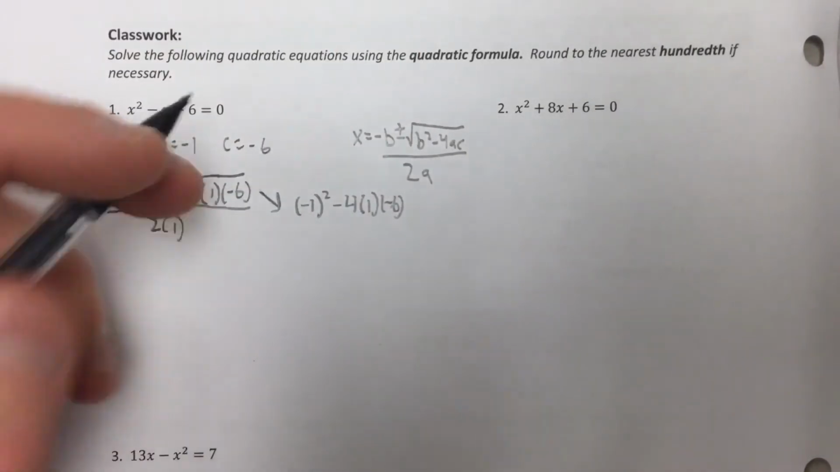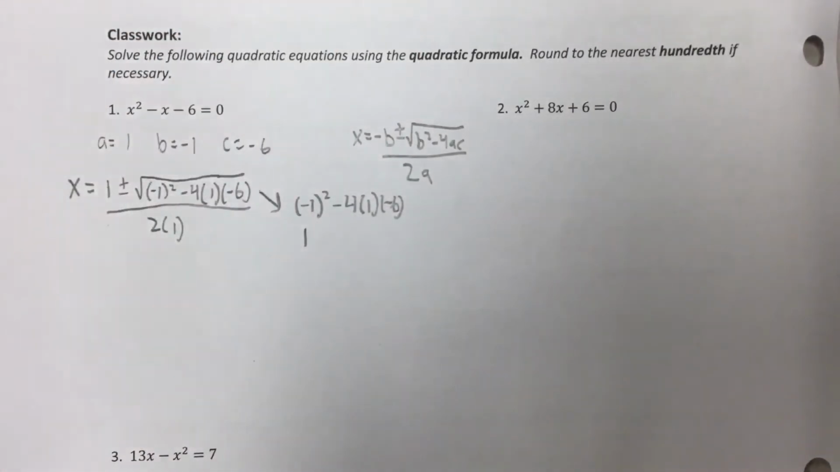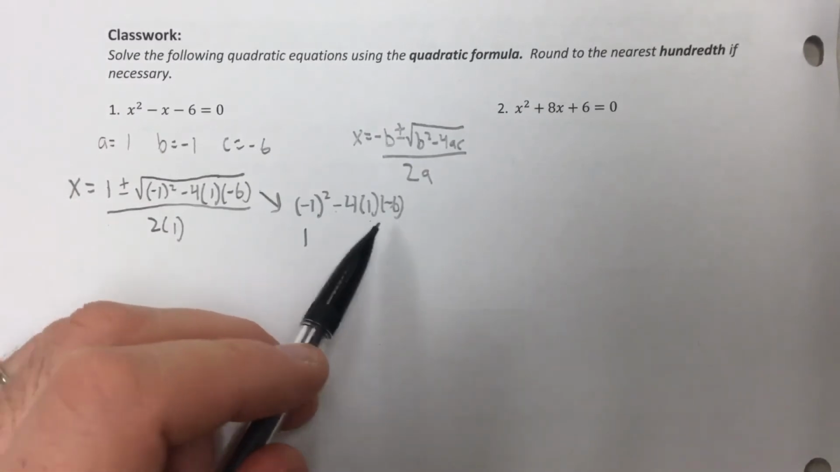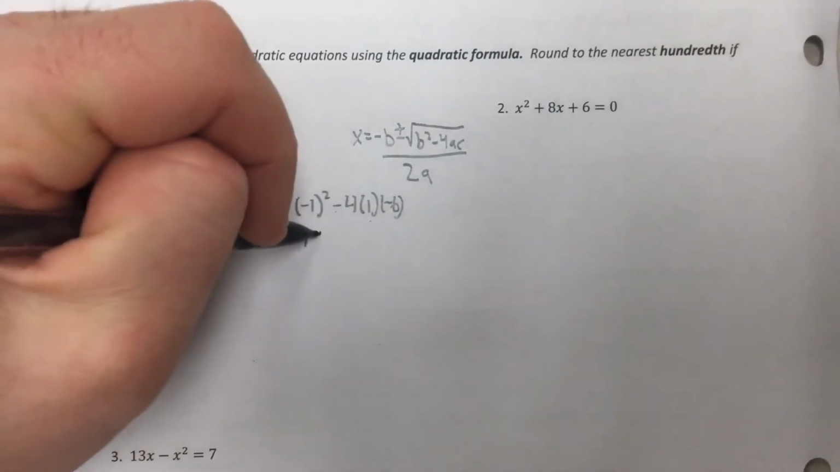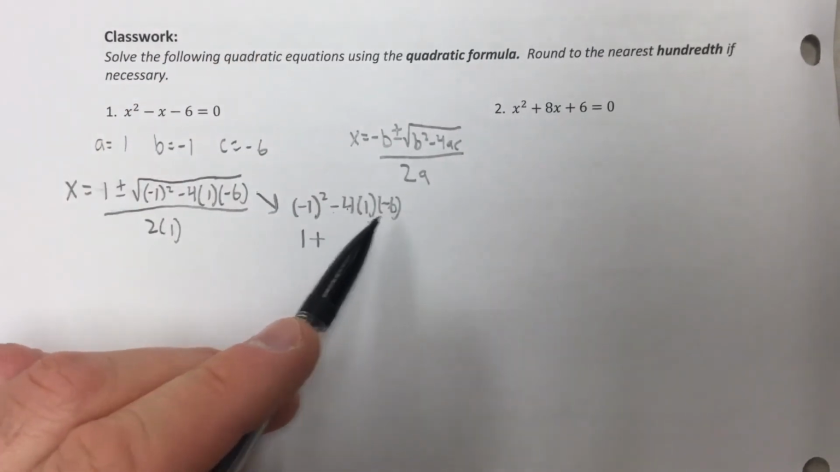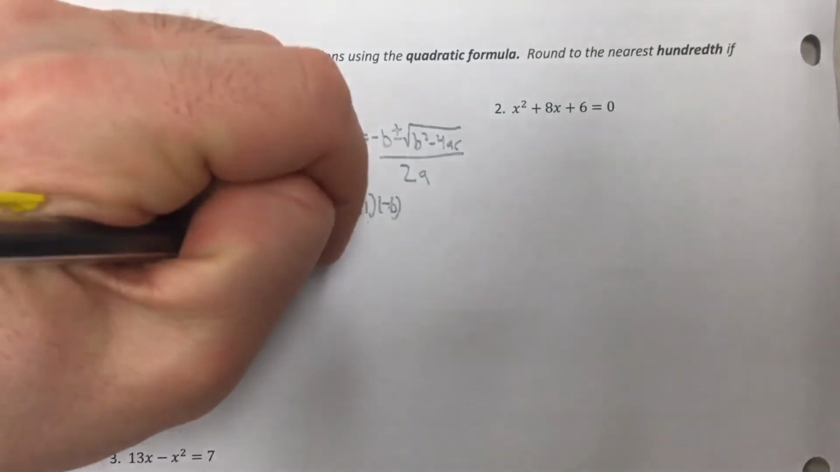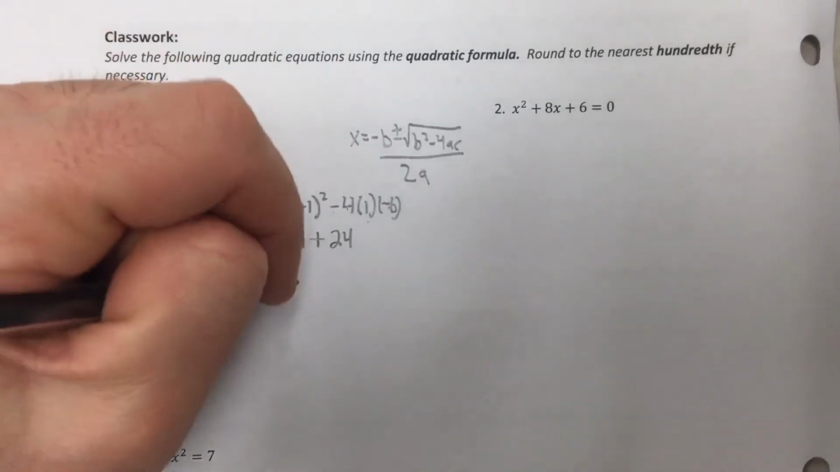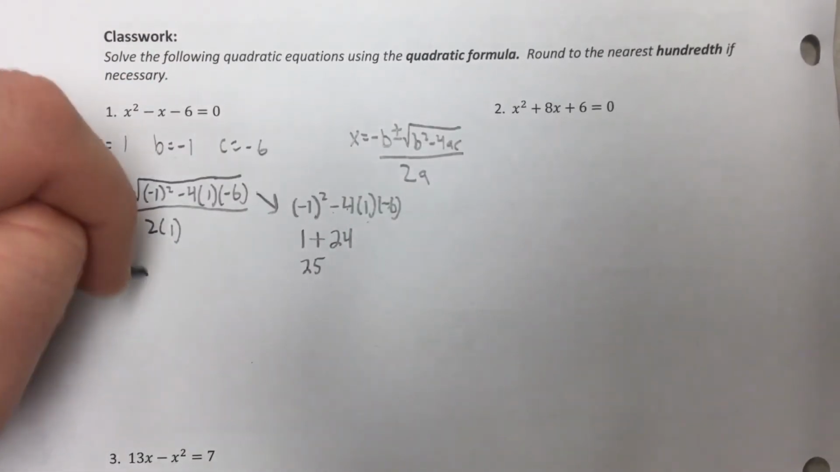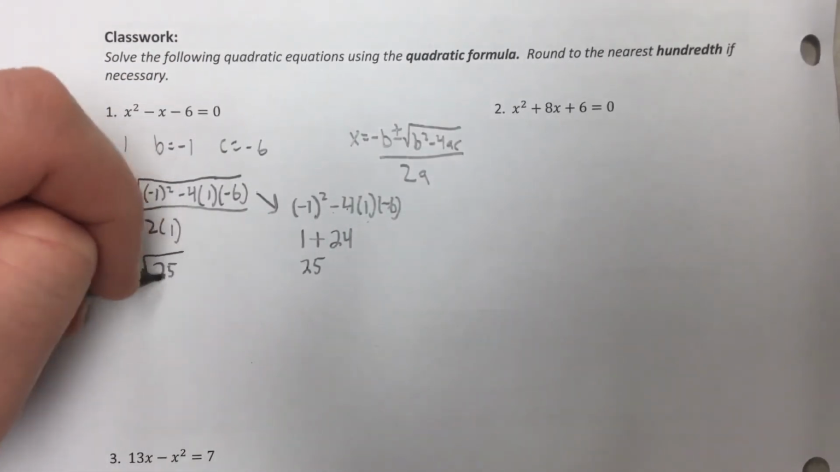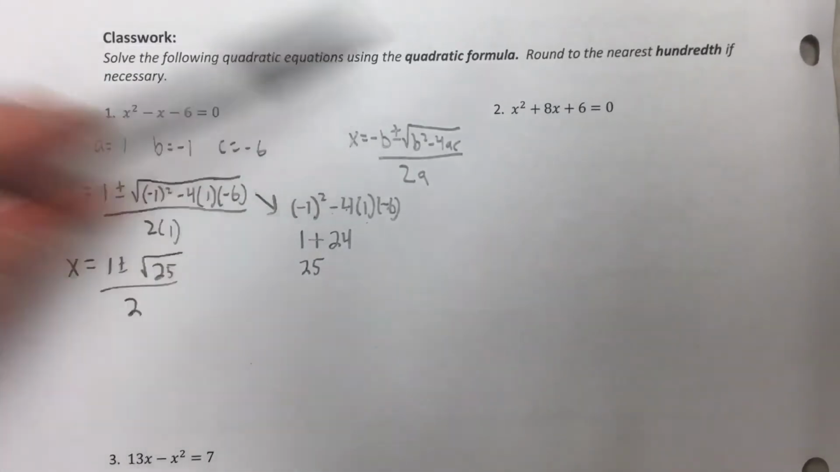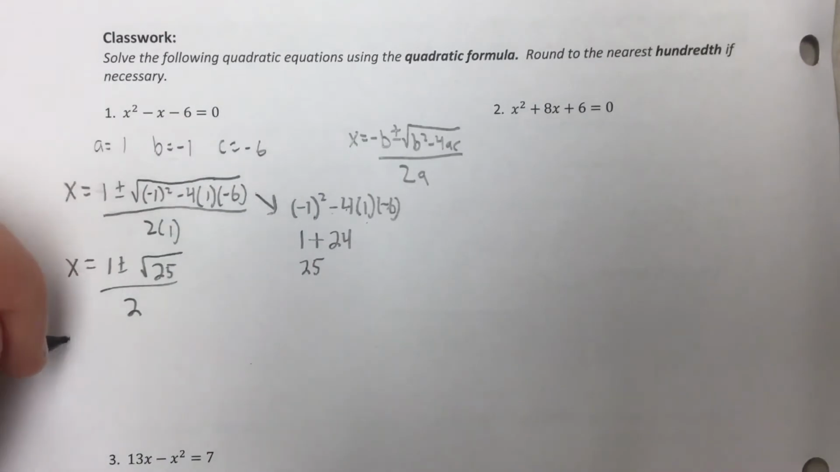So following PEMDAS, I do my exponents. Negative 1 squared is 1. And then here's the trick I was saying. I have a negative times a positive, which is negative, times a negative, which would be positive, because 2 negatives make a positive. And now I don't worry about the signs. 4 times 1 is 4, and 4 times 6 is 24. And then 1 plus 24 is 25. So the number underneath the radical is now 25, which is a perfect square, which means this would have been factorable. 2 times 1 is 2. But since it does say use the quadratic formula, we're going to use that here.